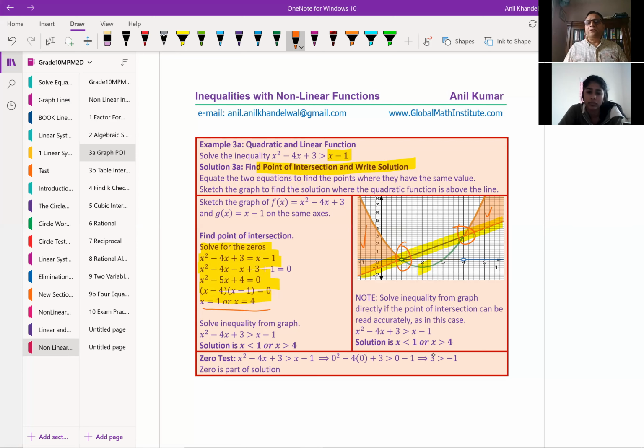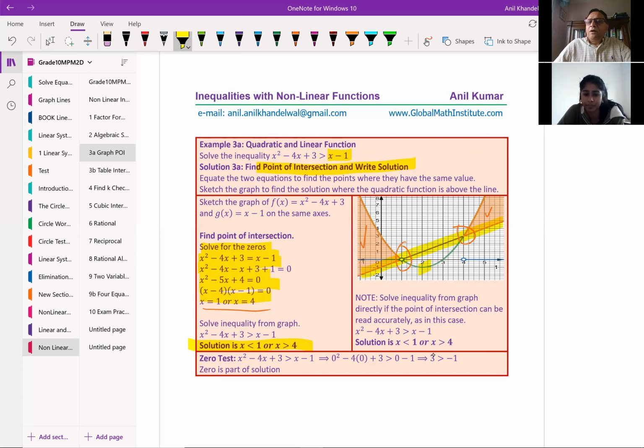Once you have shaded and done all this, the inequality is only asking for greater than. Since it is greater than, it's beyond, not including the zeros. And therefore, we have our solution, which is given right there. Is that clear to you? Perfect. That is how you could easily solve the inequality by graphing. Is that clear? All right.